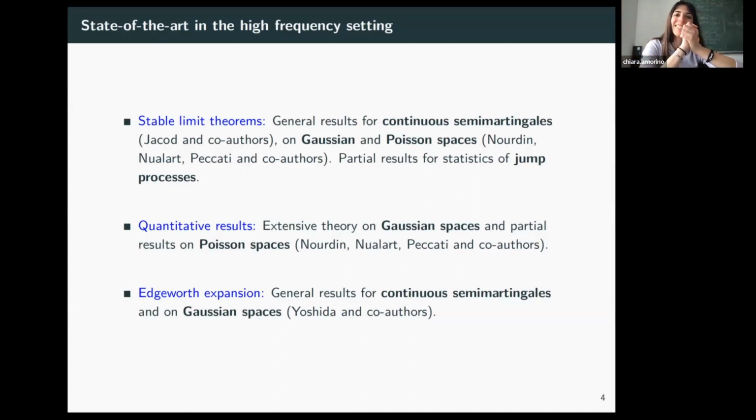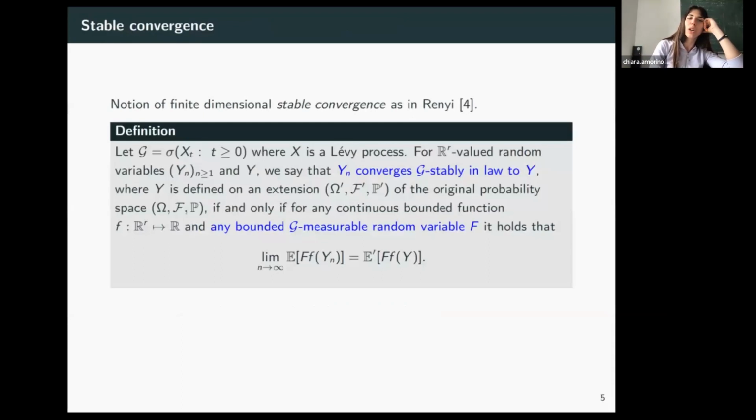And after all this introduction, all this background, we are finally ready to introduce what stable convergence is in more detail. I don't know how familiar you are with it, so I provided just the definition. This notion of stable convergence is due to Renyi. What's important is that you start with a Levy process, X, and then you consider the sigma algebra G that is generated by this Levy process.